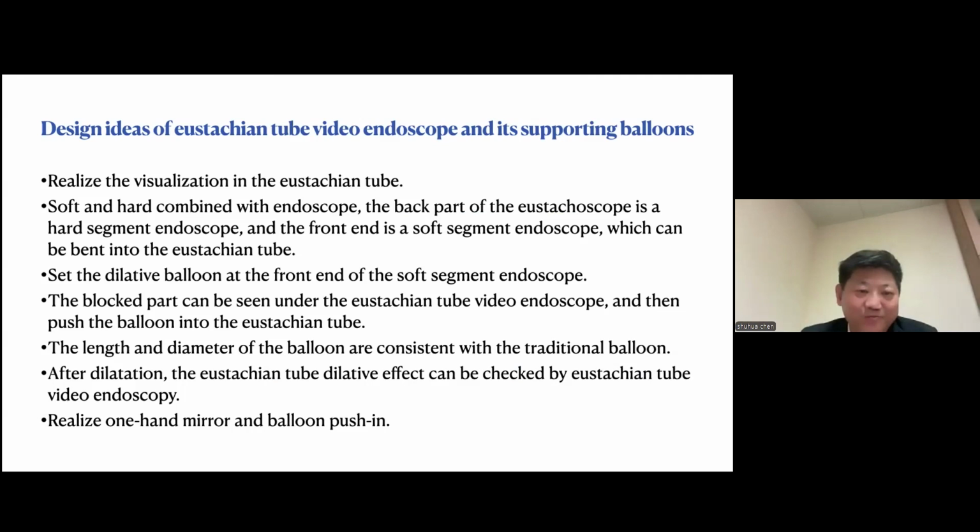Set a dilated balloon at the front end of the soft segment endoscope. The black part can be seen under the extension tube radio endoscope. And then push the balloon into the extension tube. The length and diameter of the balloon is consistent with the traditional balloon. After dilatation, the extension tube dilative effects can be checked by extension tube radio endoscope. Realize visualization and balloon put in.